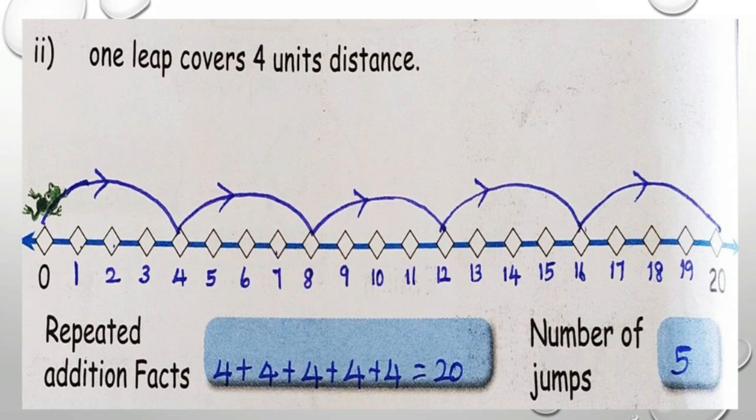Let's see another one. One leap covers 4 units distance. So see here, 1 leap has to cover 4 units, so 0 to 4. Till it reaches 20, how many leaps are there? It has to leap 5 leaps. Each leap contains 4 units, so 5 times 4. 4 plus 4 plus 4 plus 4 plus 4 is equal to 20. Number of jumps is 5.